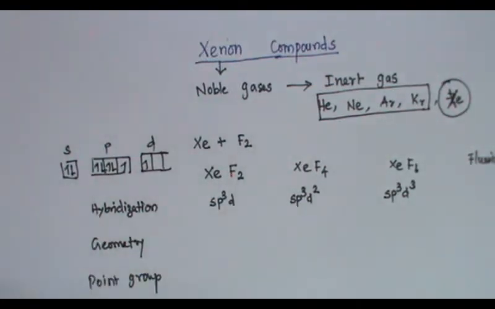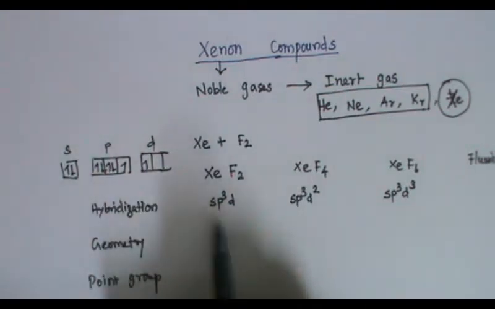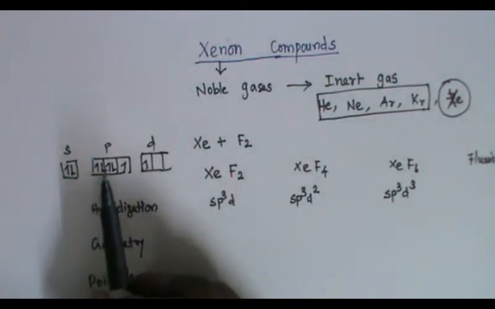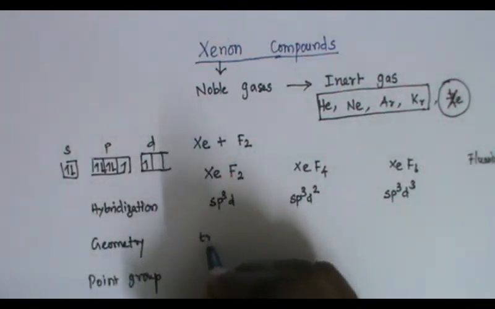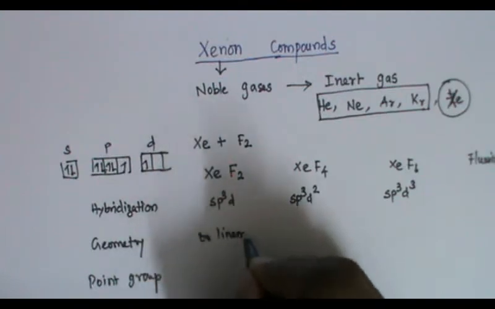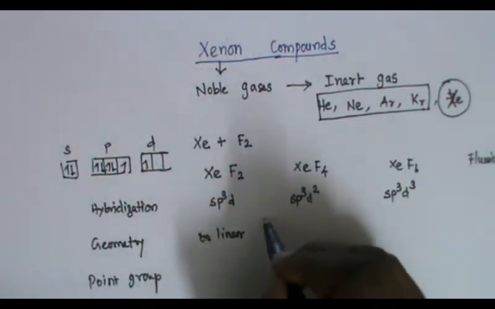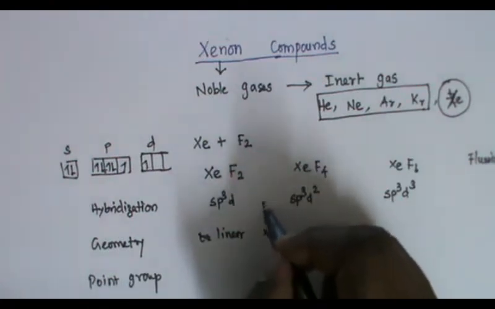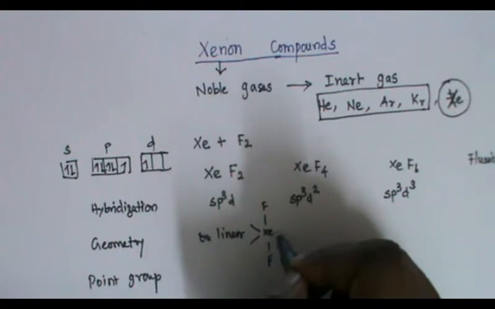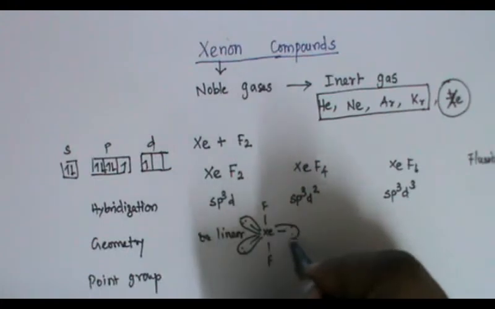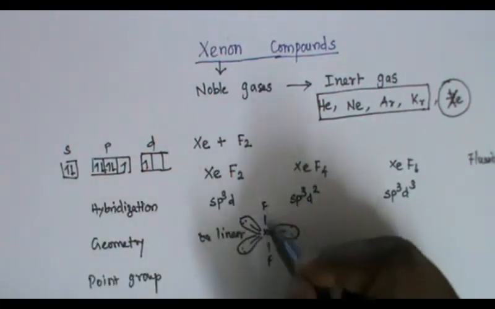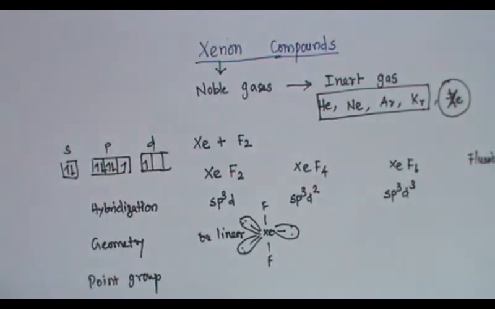Then what will be the structure? Totally there are 5, in that 3 lone pairs and 2 bond pairs. So it will be trigonal. Sorry, it will be linear. Something like this. There will be 3 lone pairs like this. If you consider only this xenon and bond, it will be linear. So that is shape. If you go for geometry, it is trigonal bipyramidal.